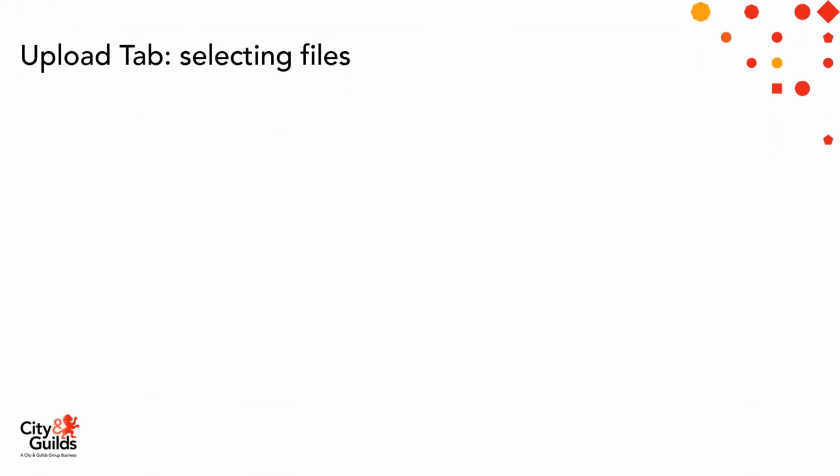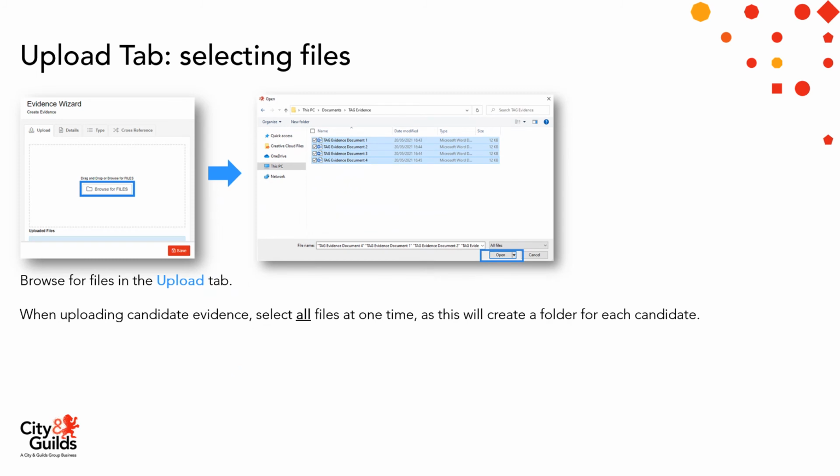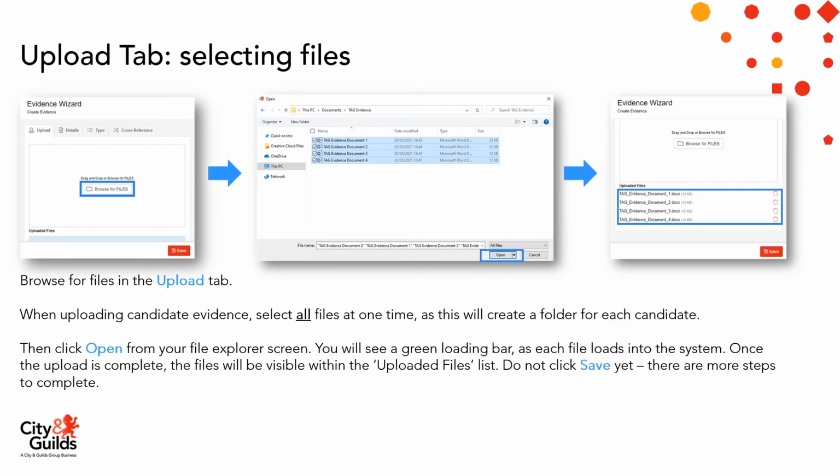Now when you're selecting your files for upload, just click on Browse for Files in the Upload tab. It'll pop up with your File Explorer screen, and when uploading candidate evidence, please select all the files that you can together at one time to put together into one folder for each candidate. Then you just click Open from your File Explorer screen.